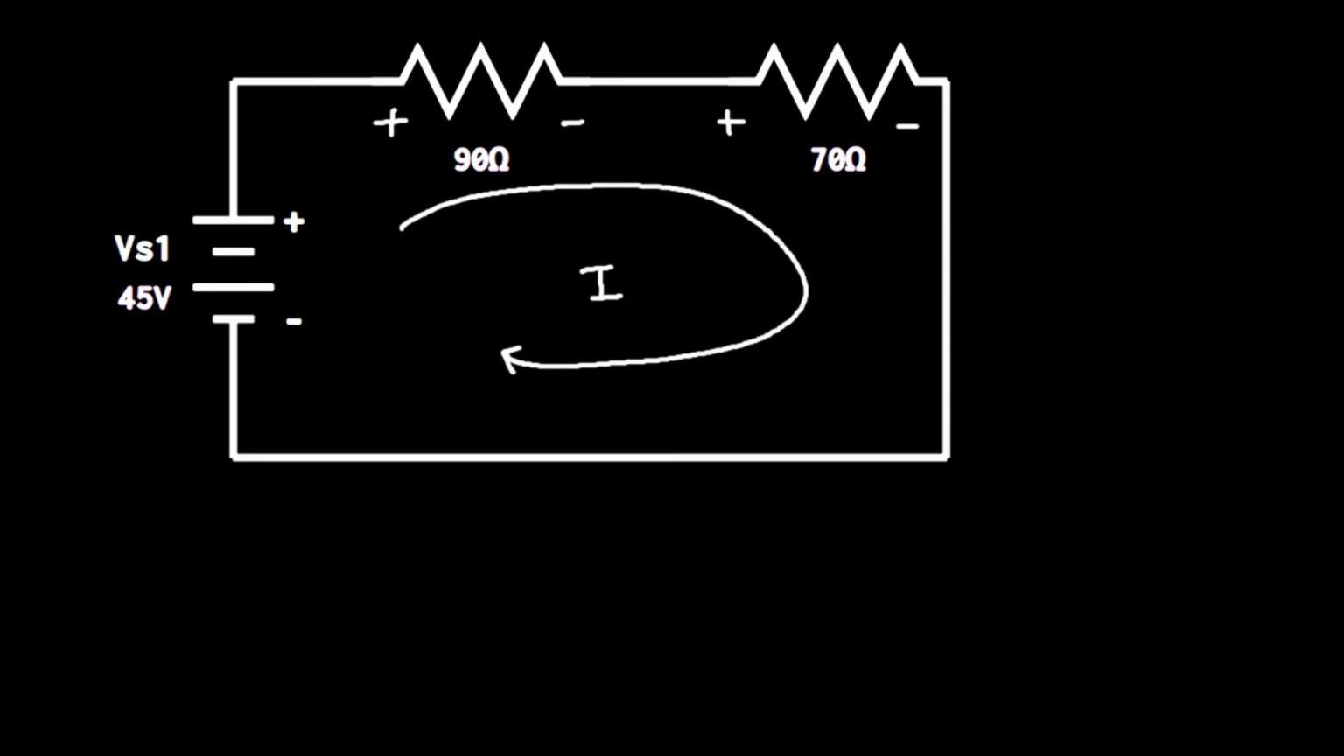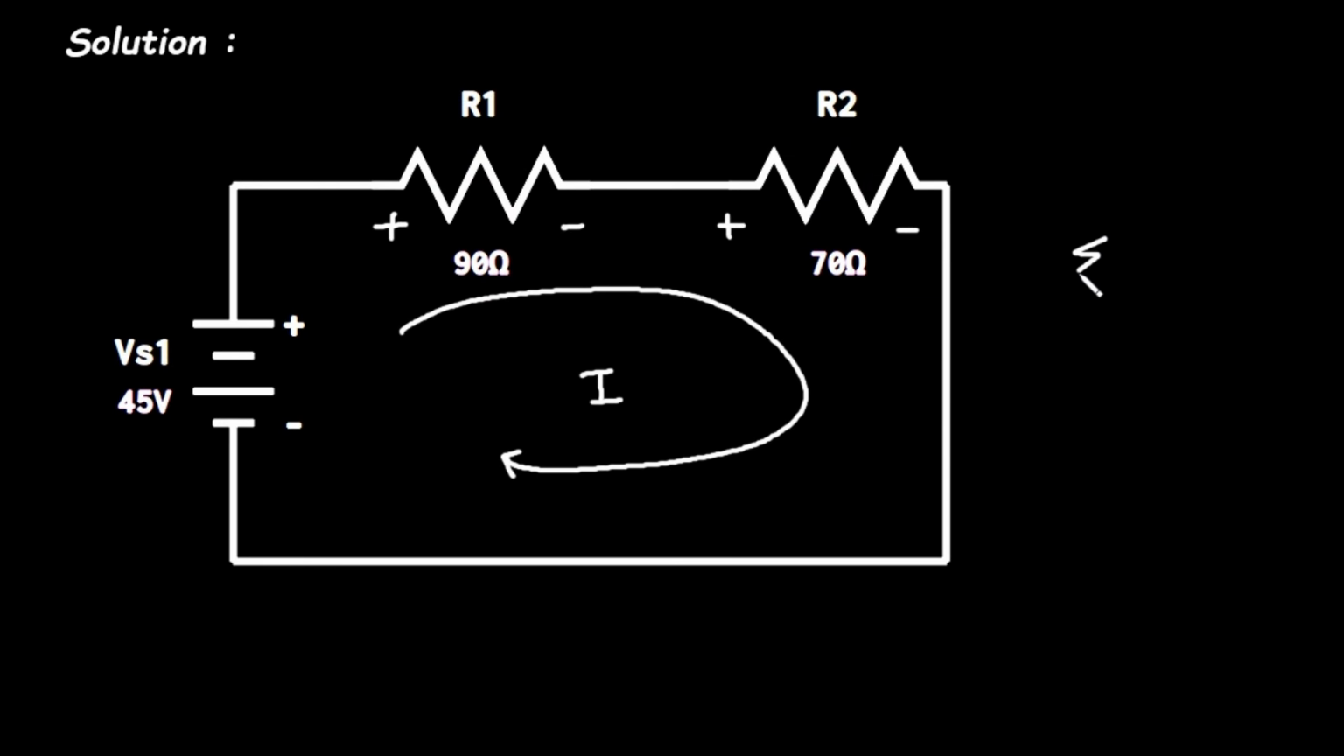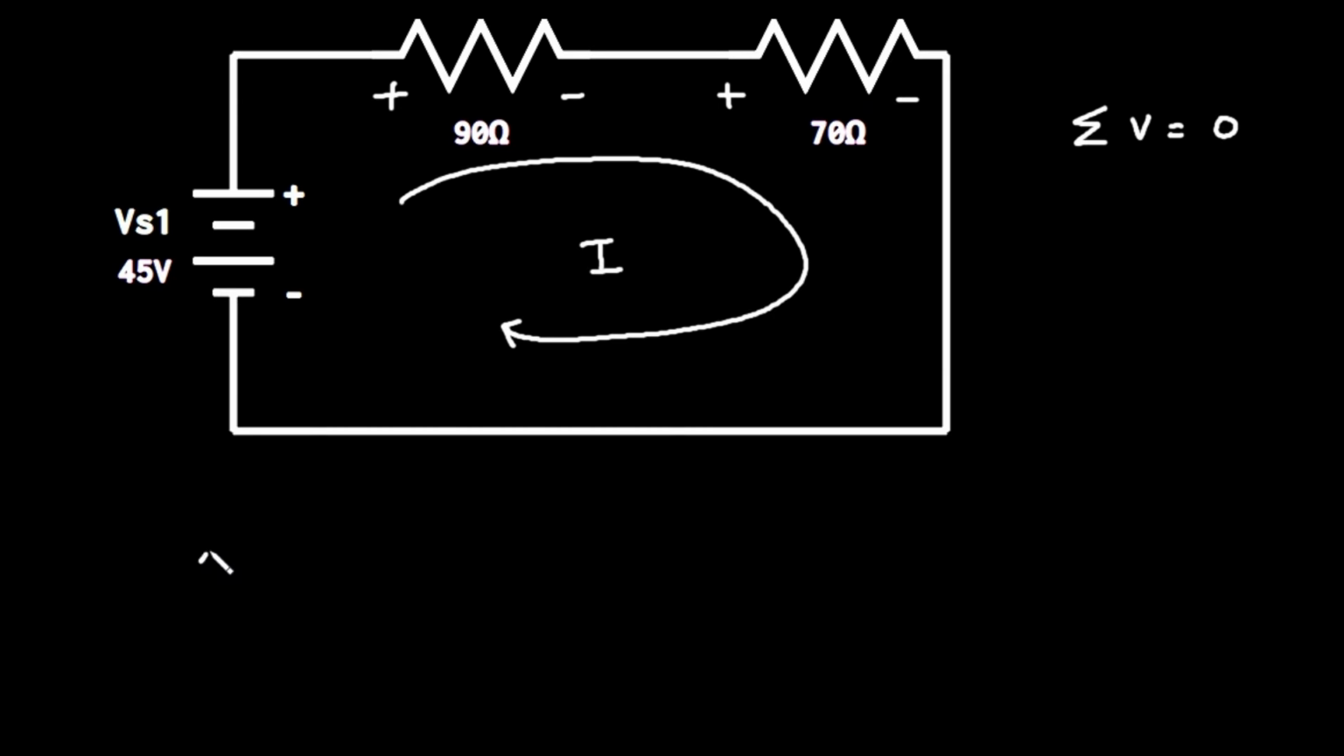Now according to KVL, we know that the algebraic sum of all the voltages in a loop is equal to 0. So here we will apply KVL. So let's apply KVL to the loop.